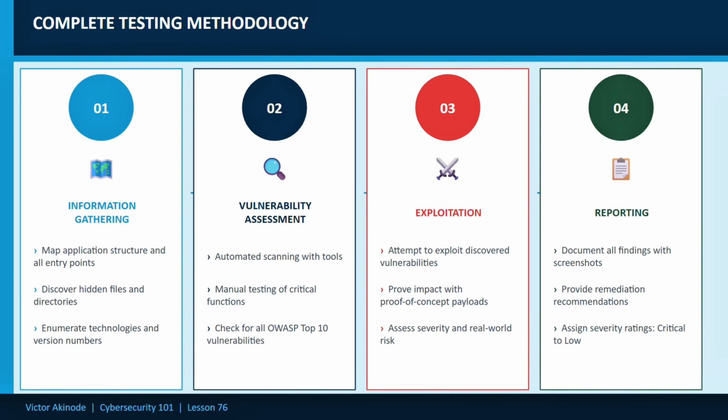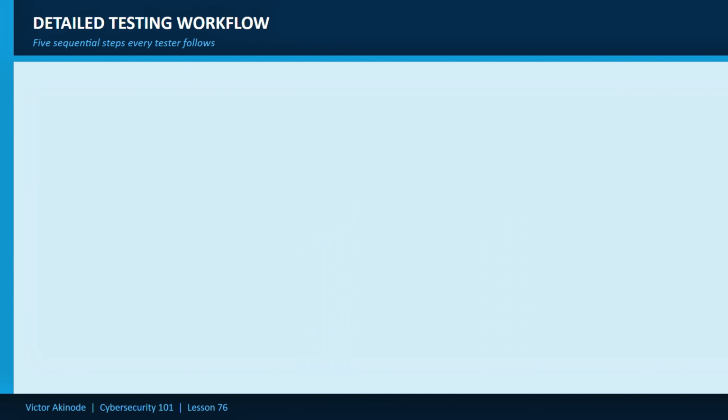Then the last phase, which is phase 4, is reporting. This is where you document all findings with screenshots and evidence. You provide clear remediation recommendations for developers. You assign severity ratings such as critical, high, medium, or low. And you create both an executive summary for management and technical details for developers. Let me now break down the detailed testing workflow.